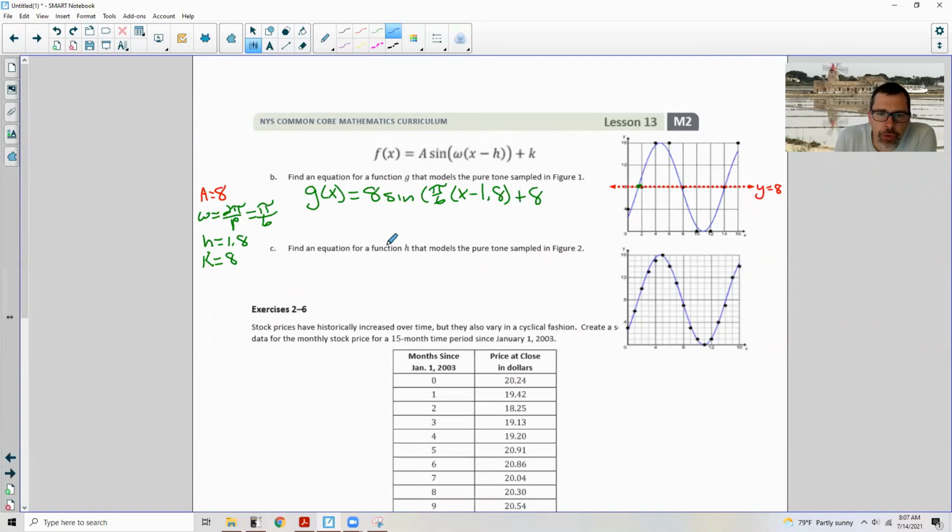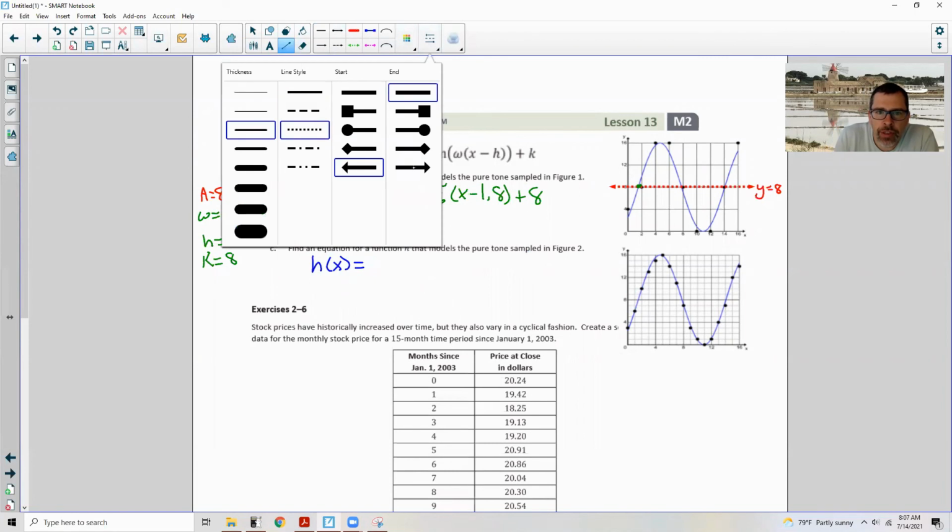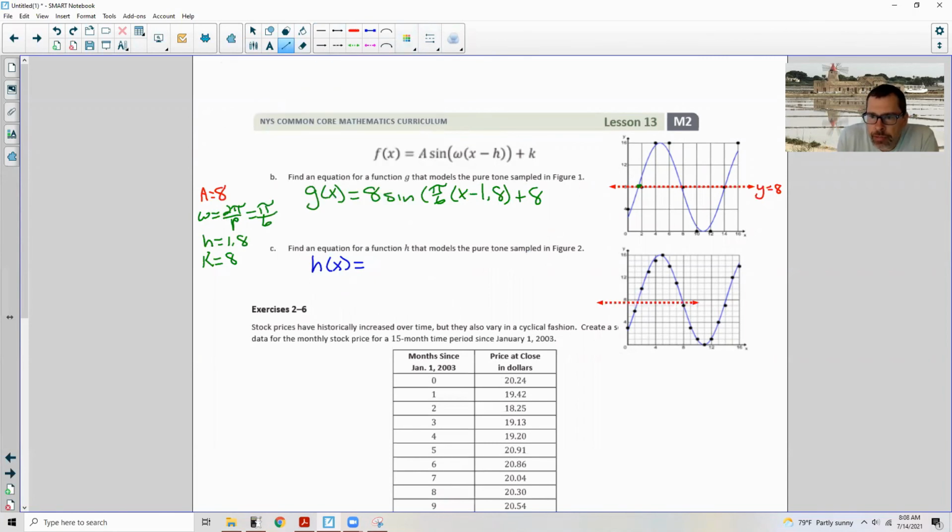Okay, so part C says to find an equation for a function h. So h of x equals. All right, so on this one, what's our midline? Let me grab a dash line with arrows and make it red. Here's my midline. It is at 8, right there. Okay, maximum is 16, minimum is 0. So our midline is 8. So A equals 8.